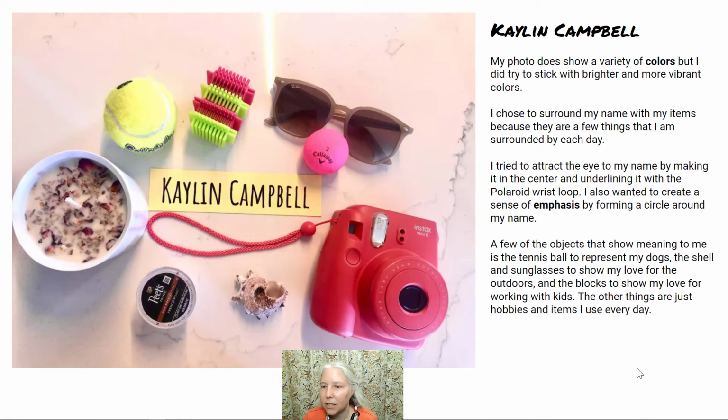A few of the objects that show meaning to me is the tennis ball to represent my dogs, the shell and sunglasses to show my love for the outdoors, and the blocks to show my love for working with kids. The other things are just hobbies and items I use every day. I hope these examples give you some ideas for what to write in your own statement. I'd say somewhere around 5 sentences would be pretty good, but you can write more if you want to. Now let's take a look at how to turn this project in.